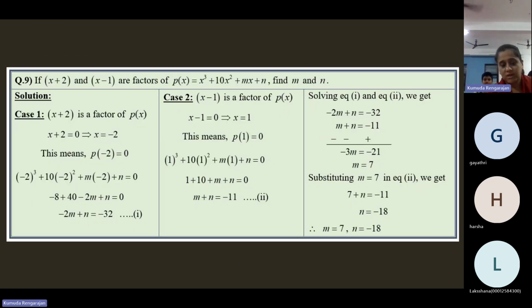Okay, so this is the homework question. Then check your answer. For the others, I'll just share the answer on WhatsApp.